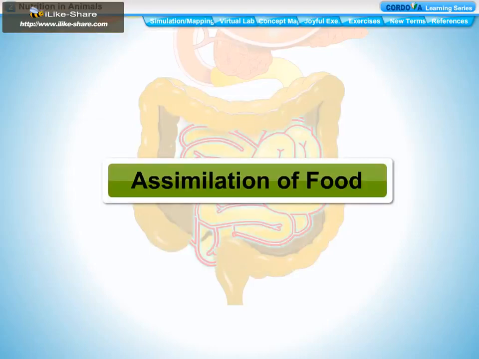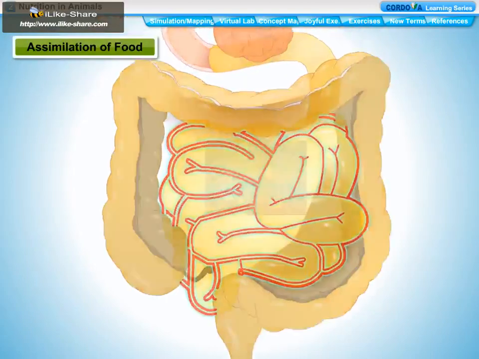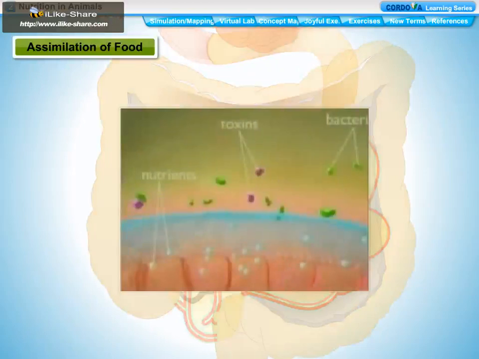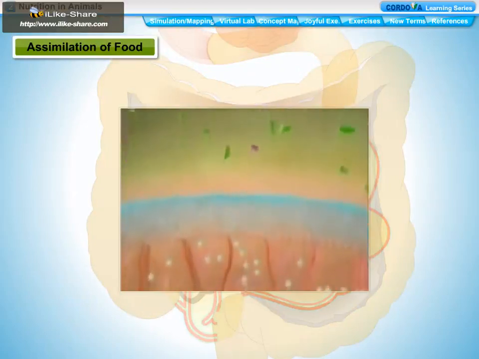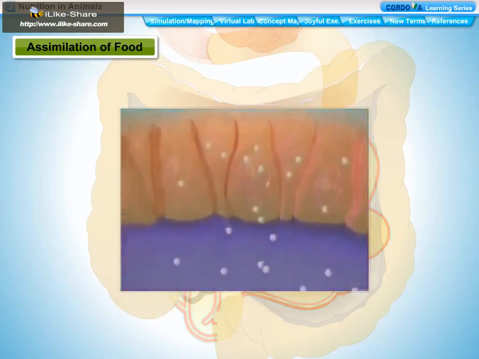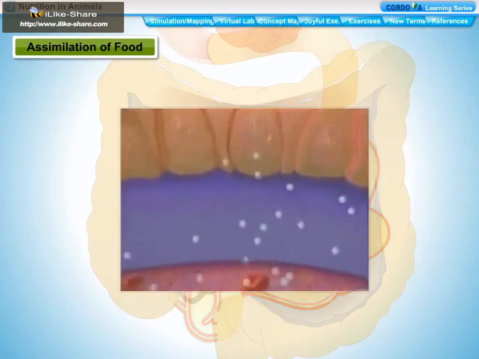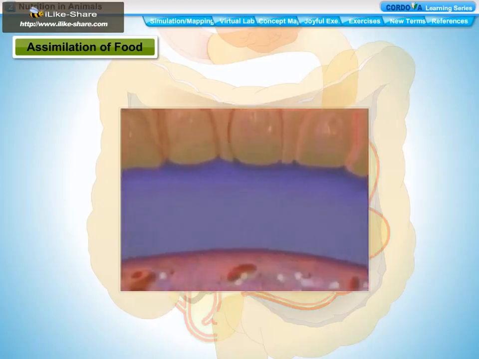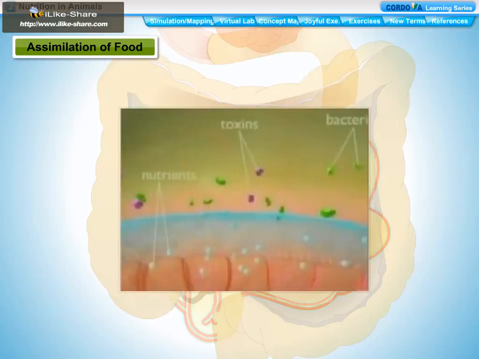Assimilation of food. The blood carries the absorbed digested food from the small intestine to different organs of the body, where it is used to build complex substances such as the proteins required by the body for growth and repair of body tissues. This stage is the final stage in the process of digestion. It is known as assimilation. In the cells, glucose breaks down with the help of oxygen into carbon dioxide and water, and energy is released.